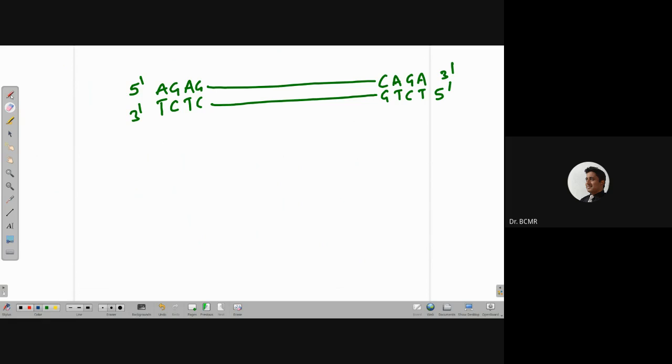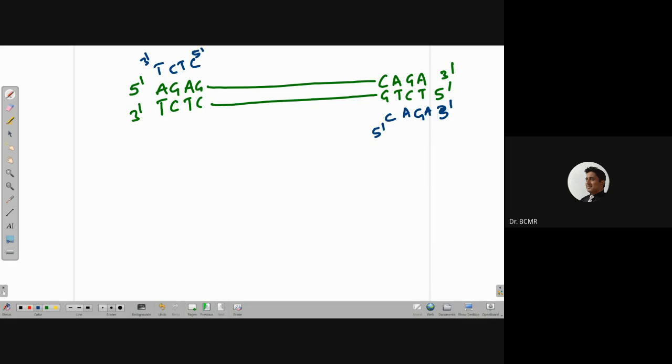I wanted to make the mistake first. So if I designed a primer like this, TC, and also CAGA, then this will be the 5'. No, this is the 3'. This will be the 5'. And this is 5', and this is 3'.